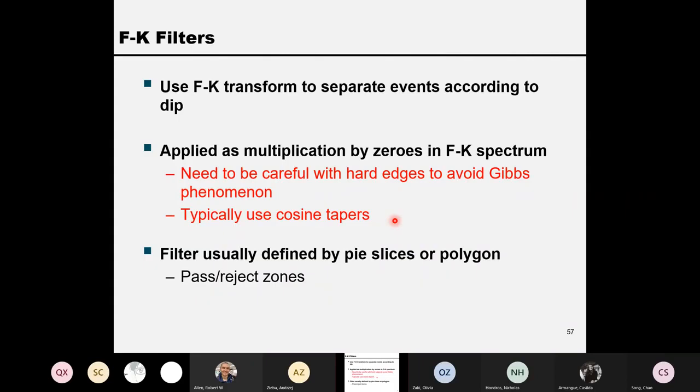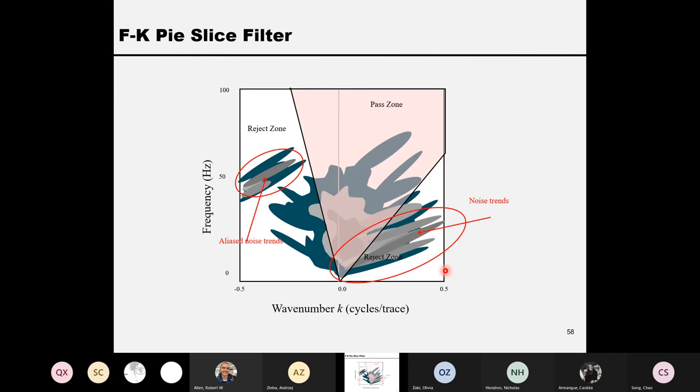And the filter, we usually use a so-called pie slice, just like we have a pie. We just cut off a slice for different persons, right? That's called a pie slice. Or, more sophisticated, we use a polygon, just cut everywhere. Use a polygon. So that's the filter. This cartoon here just shows how to do the FK filter.